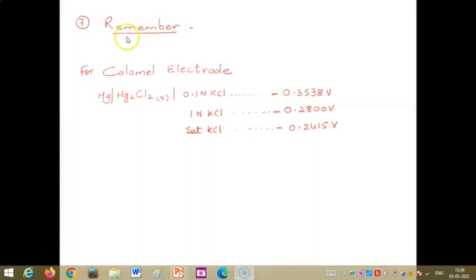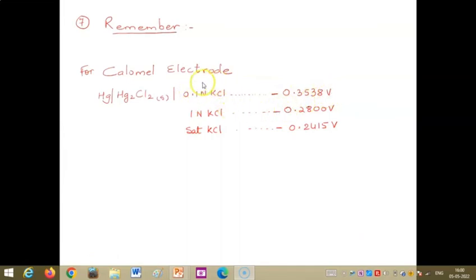I want you to remember the potentials of the calomel electrode. Calomel is used as a secondary reference electrode. Hydrogen electrode is our primary reference electrode. The representation of the calomel electrode is mercury in contact with mercurous chloride, which is also called calomel, which is a solid, and which is in contact with 0.1 normal KCl solution. In this case, the potential would be minus 0.3538 volts.